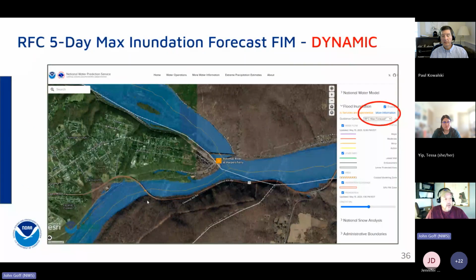Same exact way. You click on the RFC Max FIM, play around with the opacity and the map projection, zoom in and see what it shows. There'll be slight differences based off of RFC and the water model.